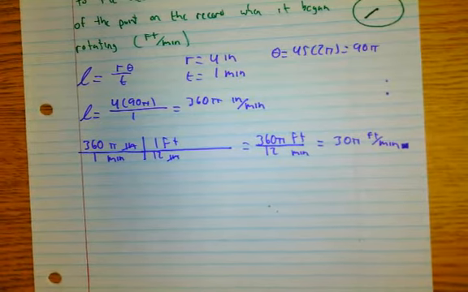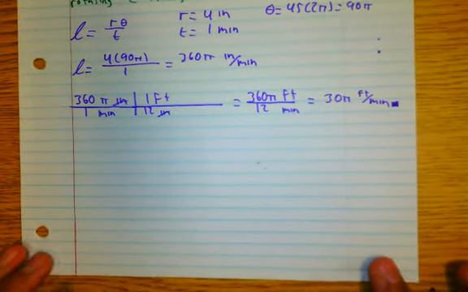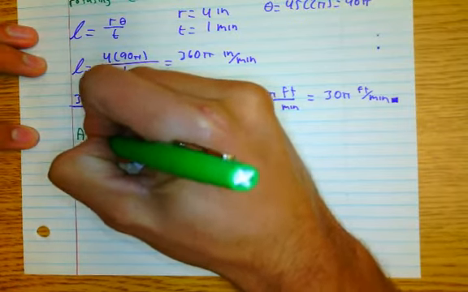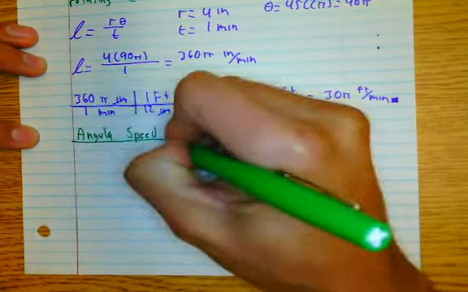To find theta, you need to know your number of revolutions. Without knowing the number of revolutions, there's no way you can find your angle. Okay? If that's the case, then we're going to move on to our new topic, which is angular speed.